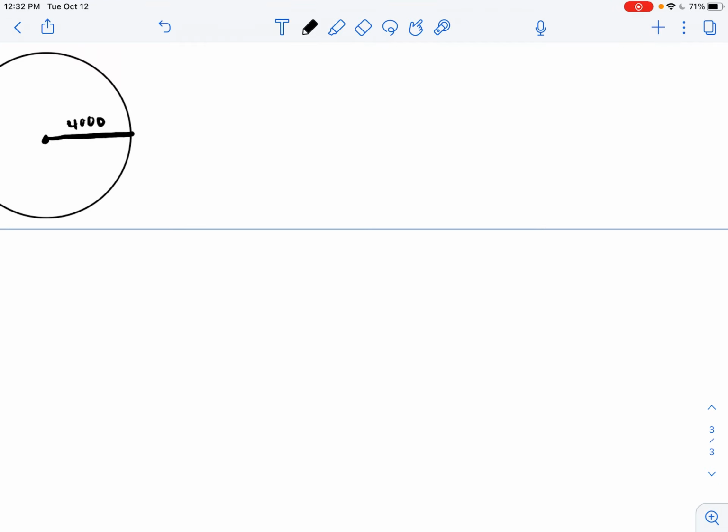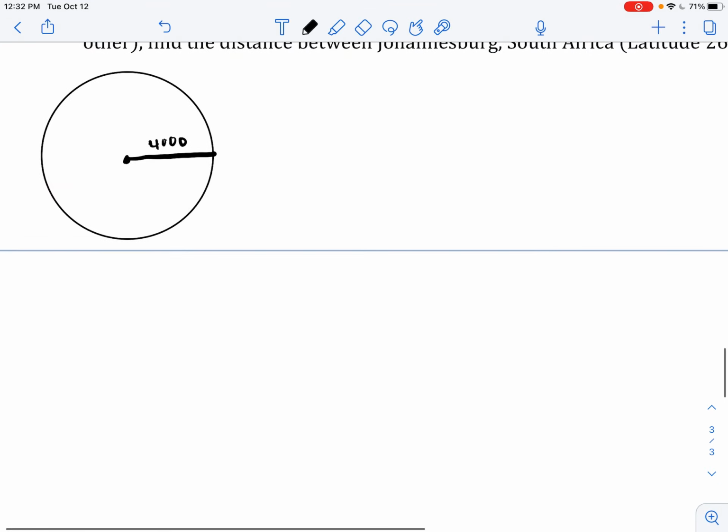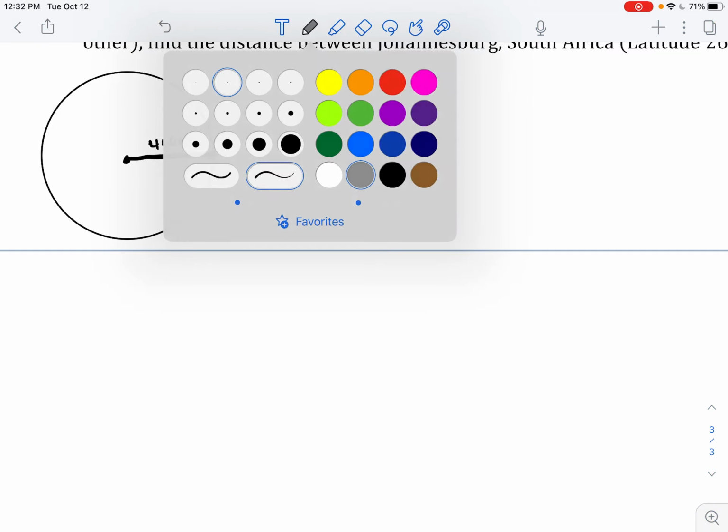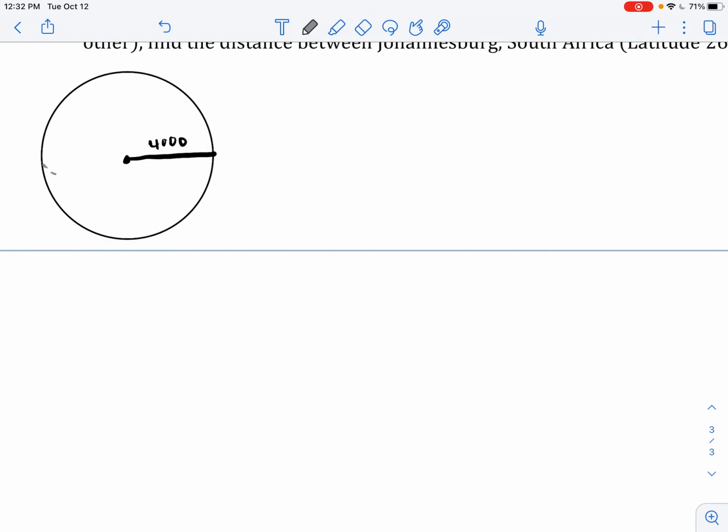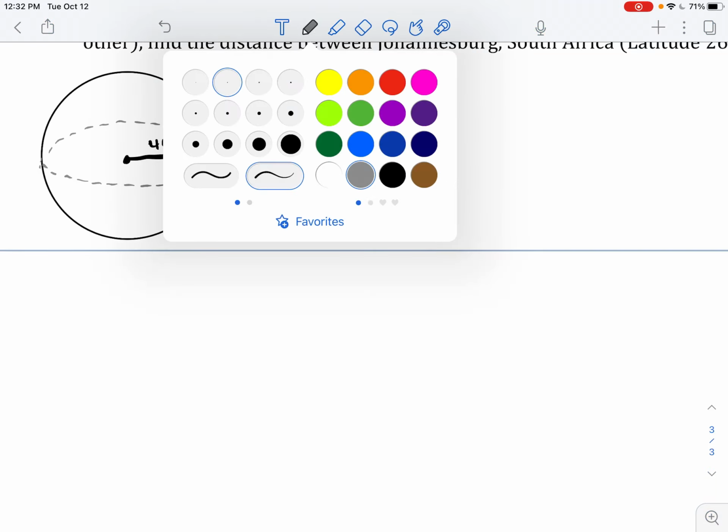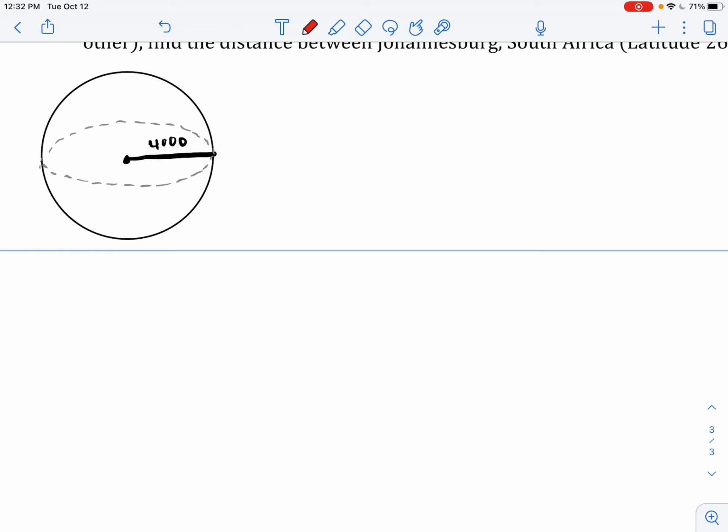So first off, if we say that the Earth is indeed a sphere, we can draw this as follows. I'm just going to draw this to indicate that we indeed have a sphere. So hopefully that helps you see that this is three-dimensional. It's a sphere. Next, we've got two cities. One is due north of the other.